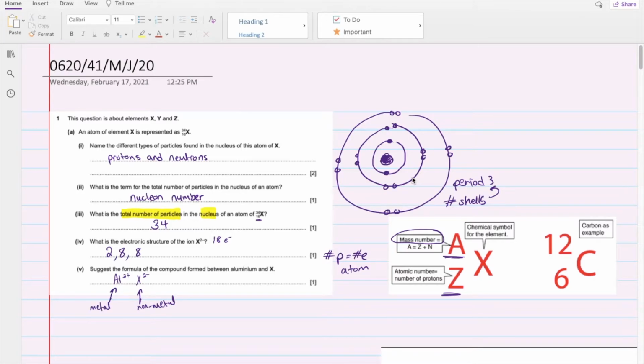Okay, now what we're going to do is the crisscross method. So I'm going to get a different color. This 3 is going to go down here. That 2 is going to go over there. So then your final answer, of course you don't have to draw all this stuff out, but your final answer would be this, Al2X3, right?